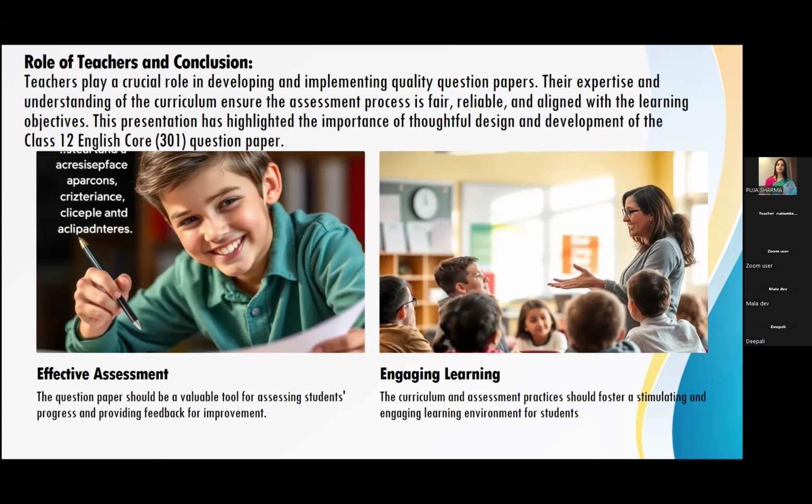So we need to understand the curriculum, the domains that we are testing, the learning objectives, and then only design a paper, a thoughtful paper, a well-developed paper, so that our purpose is achieved. So assessment is important. At the same time, engaging learning is also important. So if we keep all these aspects in mind, obviously we will be teaching our students in a manner that they are able to achieve, they will do well in their exams.